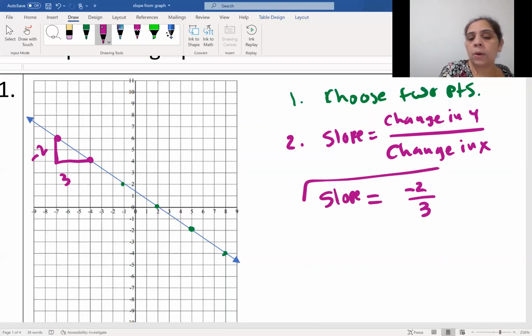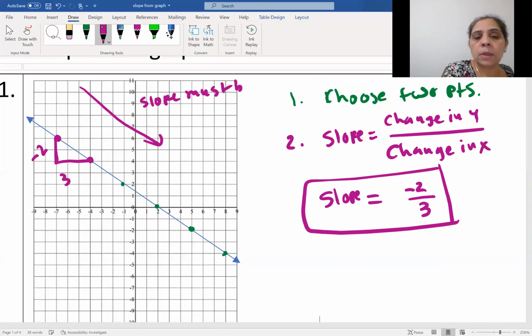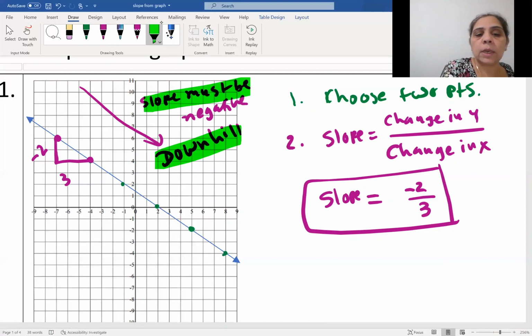Also, we can see our graph is going downward. When we read any graph, we need to read left to right. So we see my graph is going downward, right? So slope must be negative. It's downhill. So you can say slope must be negative. All right, so that's a very simple way you can find it. That's it, just 2 steps to find slope from a graph.